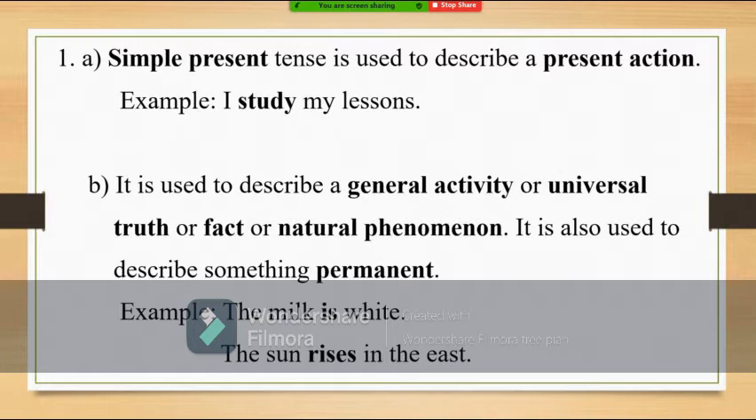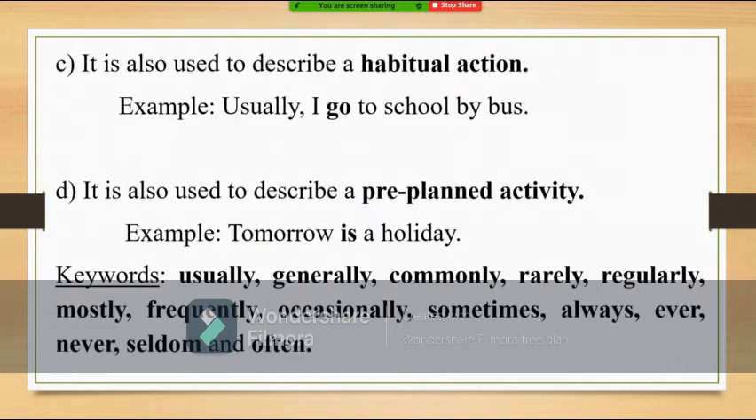And the third one is habitual action. Present tense is also used to describe a habitual action. If you are routinely or regularly doing an action, then that action can be expressed in simple present tense. That is the point. For example, usually I go to school by bus. Here go, that is present tense.